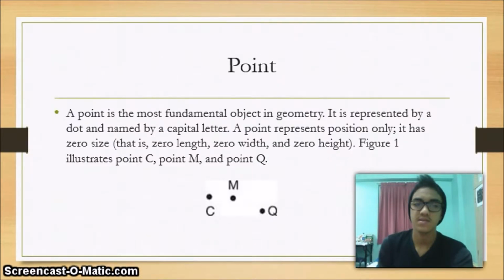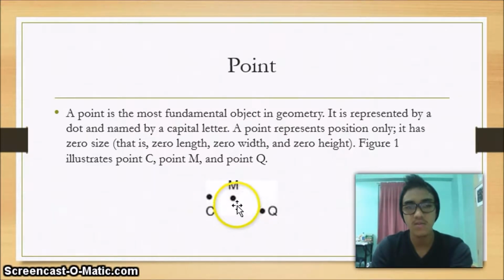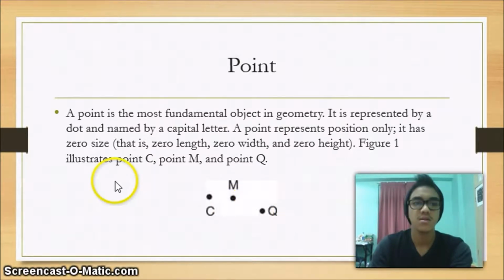So first, a point is the most fundamental object in geometry. It is represented by a dot and named by a capital letter. A point represents position only. It has no length, no width, and no height because it stays in its position. So these are the examples: point C, point M, and point Q. They are always just there. There are no lines connecting them, and they are just at their position.